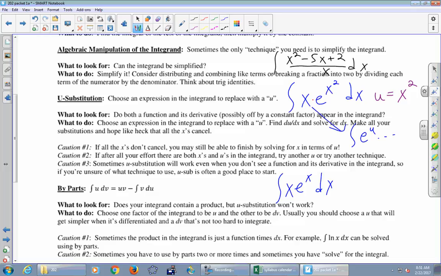Okay, it says sometimes u substitution will work even when you don't see a function and its derivative in the integrand. So if you're unsure of what technique to use, sub is often a good place to start.